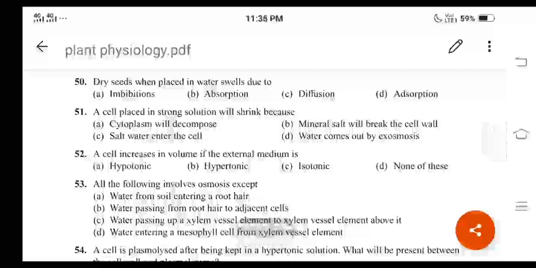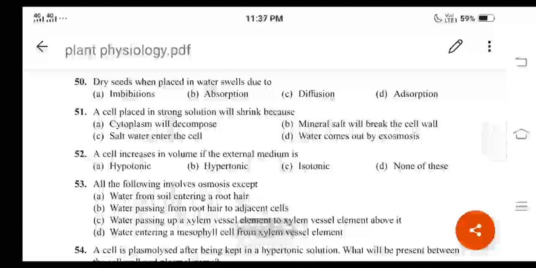A cell increases in volume if the external medium is. Okay, the different options are like this. One is hypotonic, then second one is hypertonic, then third one is isotonic, and fourth one is none of these, right? And we have studied the different types of solutions like hypotonic, hypertonic, then isotonic. Okay, and here for question number 52, the correct answer is hypotonic. A cell increases in volume if the external medium is hypotonic only, right? Option A is the correct answer, right?